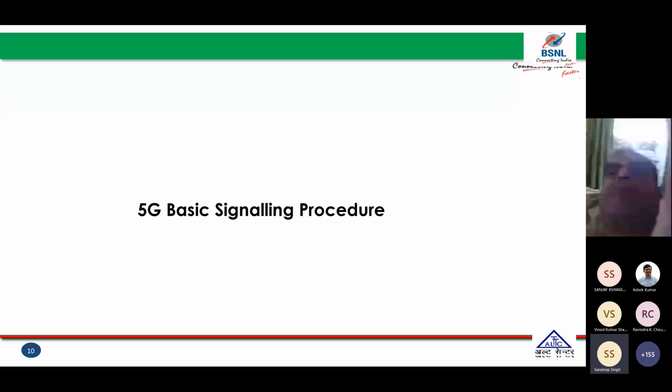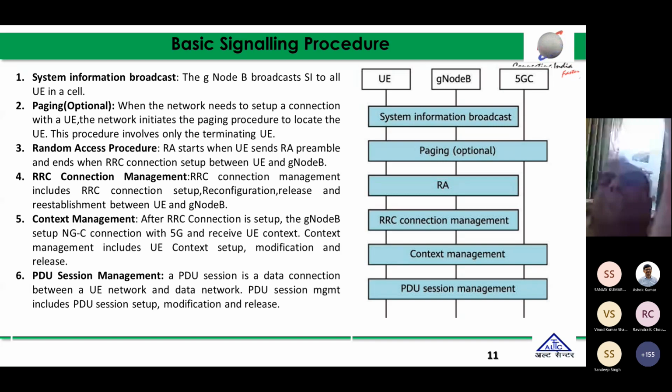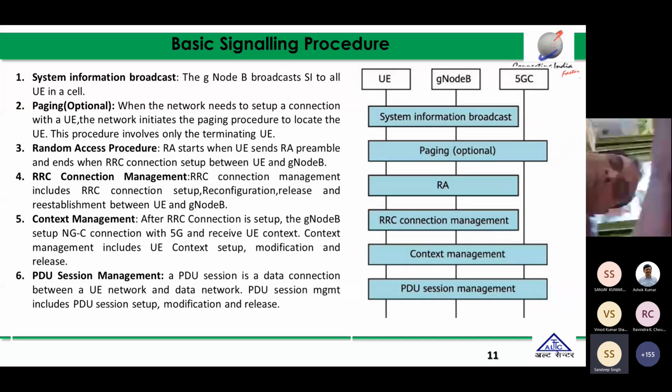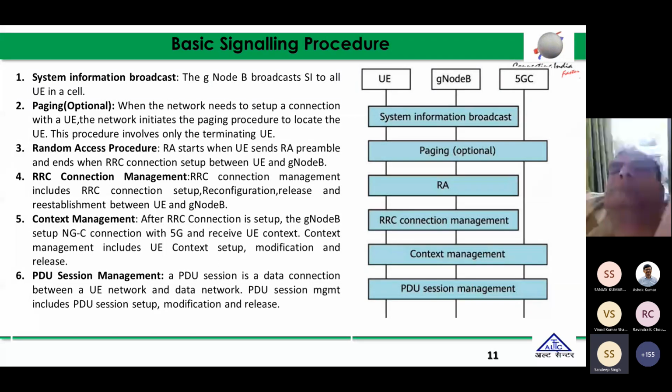5G basic signaling procedure. What are the different signaling procedures done before the data transfer from the UE to the DNN? There are 5 or 6. This is the basic signaling. First one is the system information broadcast. The gNodeB broadcasts the system information to the UE in terms of MIB and SIB, master information block and system information block.